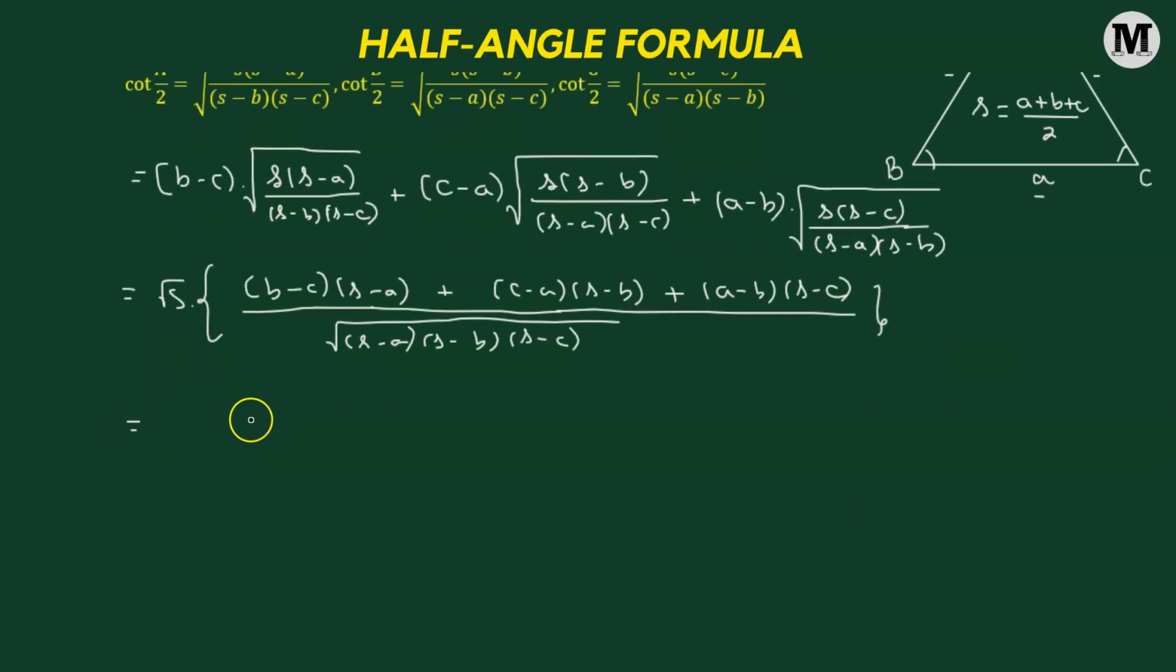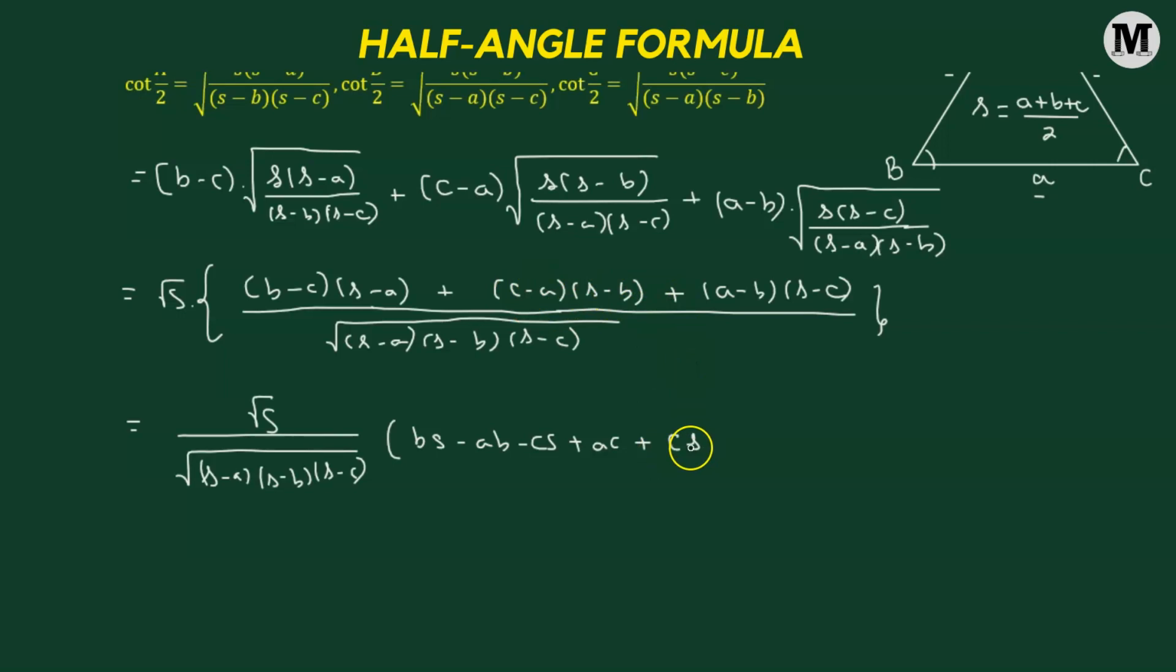So here we have the square root of S whole divided by the square root of (S minus a) times (S minus b) times (S minus c). That will get multiplied to (b minus c) times (S minus a), that's going to be bS minus ab minus cS plus ac, added to (c minus a) times (S minus b), so that will be cS minus cb minus aS plus ab, added to (a minus b) times (S minus c), so we have aS minus ac minus bS plus bc. Now here we'll see that each of the terms will get cancelled out, leaving us with 0.